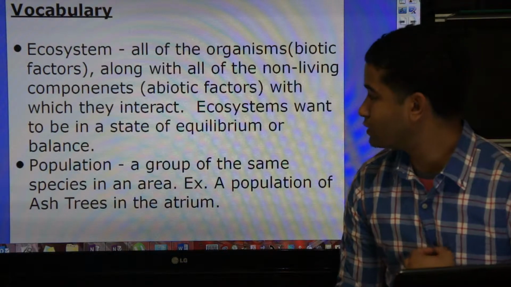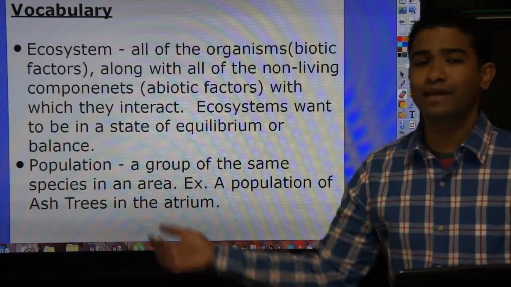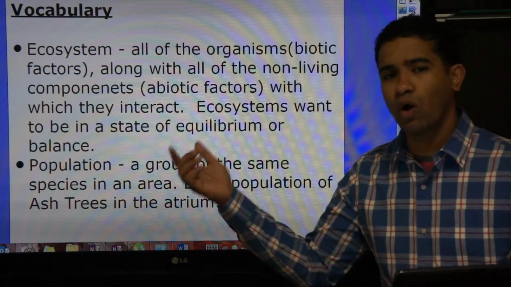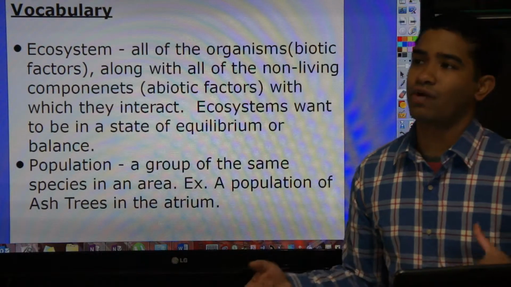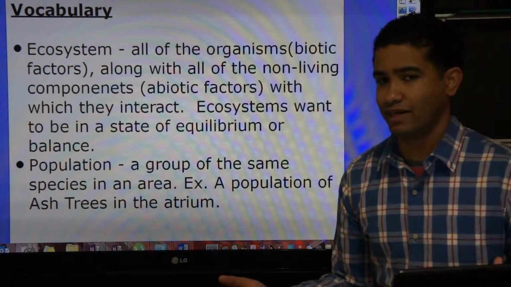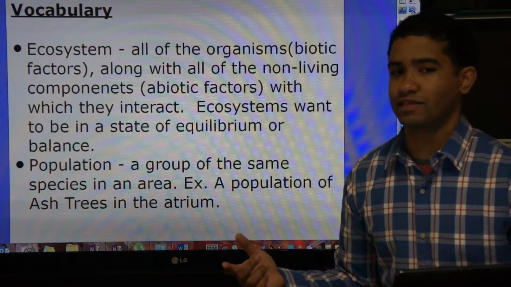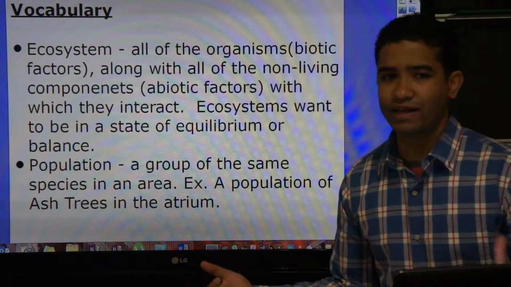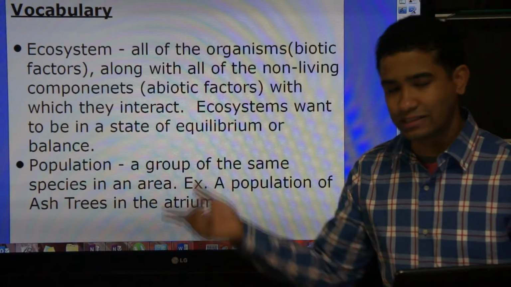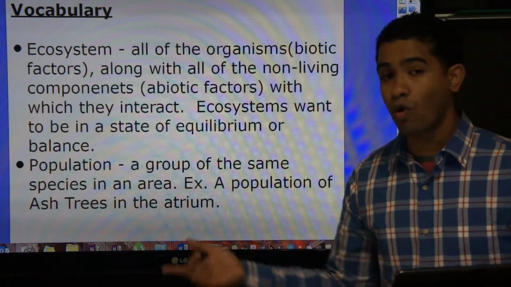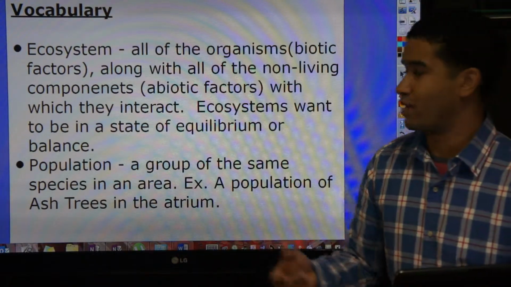Ecosystems want to be in a state of equilibrium or balance. So equilibrium means that there's enough food and water for all the living things in the ecosystem, and one population of living things is not so big that it hurts the other population of living things. Like there's not 1 billion foxes hunting 1,000 rabbits, okay? It has to be in equilibrium. It has to be more rabbits than foxes because the foxes eat the rabbit.